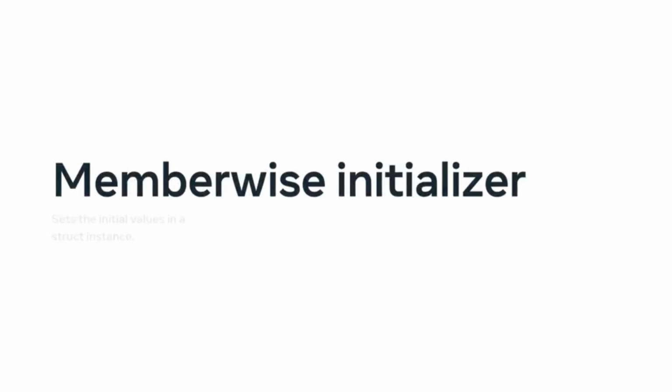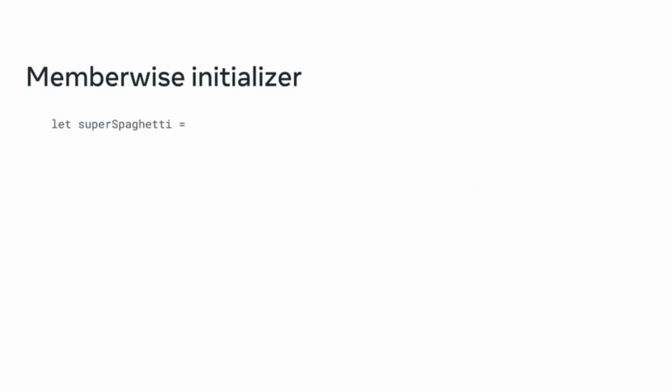What now? To use the struct, you use an initializer method to create a struct instance. Every struct comes with an auto-generated initializer called a memberwise initializer. The memberwise initializer helps set the initial values in a struct instance. Let's explore an example. First, let's define a constant in the new struct instance. To use the memberwise initializer, type the name of the struct followed by an open parenthesis.